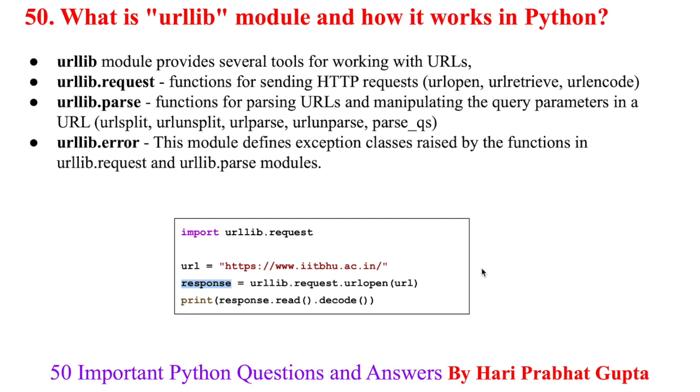The urllib.parse module is used for parsing URLs and manipulating the query parameters in the URL. It provides functions for splitting the URL into components, constructing the URL from its components, parsing the query parameters of a URL, and more. The urllib.error module defines exception classes raised by the functions in the urllib.request and urllib.parse modules. These exceptions are raised when there is an error in opening and reading a URL or when there is an error in parsing a URL.